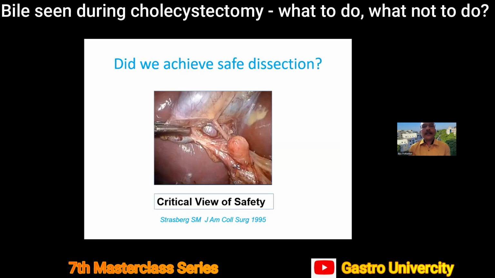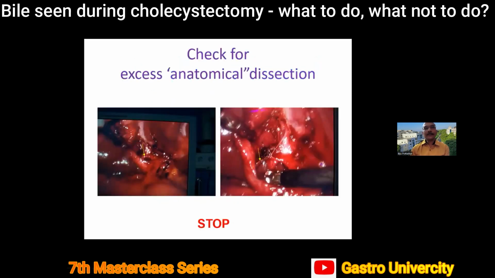Now, what we commonly advocate is a safe dissection, critical view of safety, and all the benchmarks of anatomical landmarks of the dissection. But sometimes what we also have to see in the operative field, when you see bile, is did we do excess anatomical dissection? So in the left-hand field, you can see that we thought it is a cystic duct and a cystic artery, but ultimately it turned out to be the right hepatic artery.